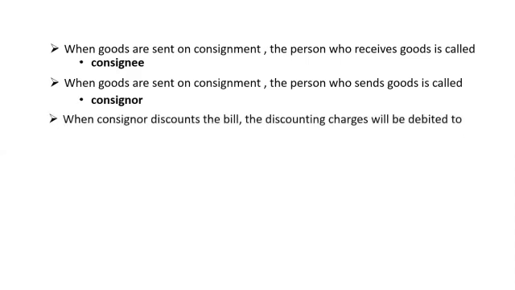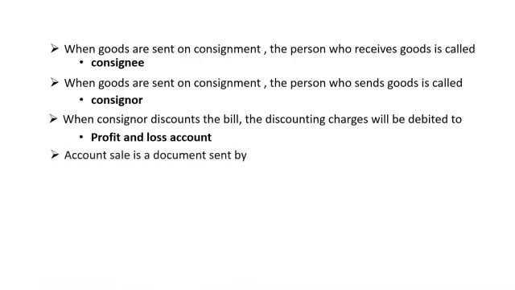Next, when consignor discounts the bill, the discounting charges will be debited to profit and loss account. Account sale is a document sent by agent to principal.